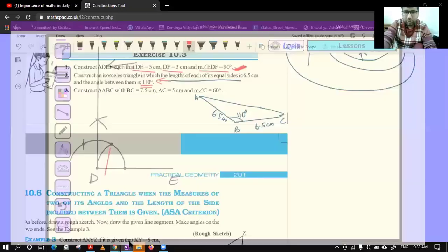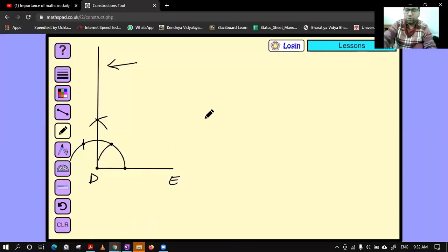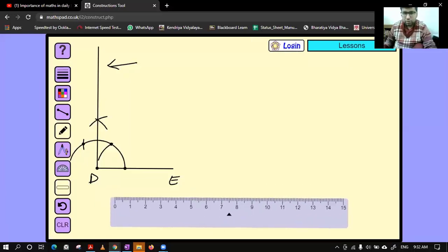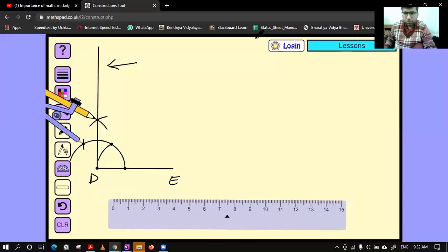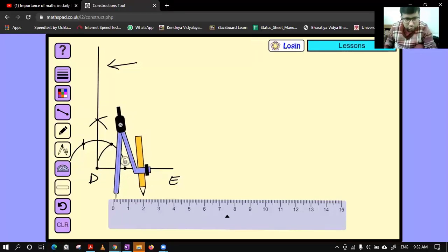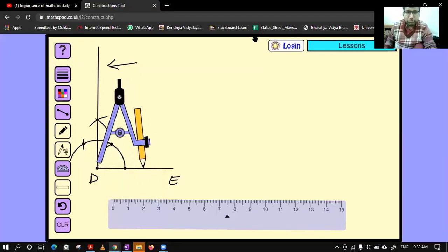For that, we have the third thing given to us, which is DF equal to 3 centimeter. Now class, tell me, how will you find DF equal to 3 centimeter on this line? You will use a scale and a compass for that, and you will measure 3 centimeters on the scale. Keeping on 0 and opening till 3, lock it and bring it on D and take an arc for DF.